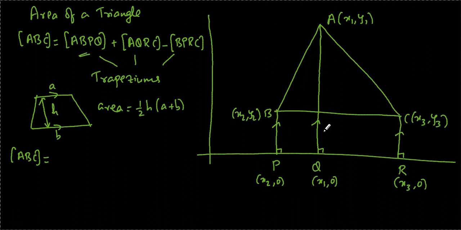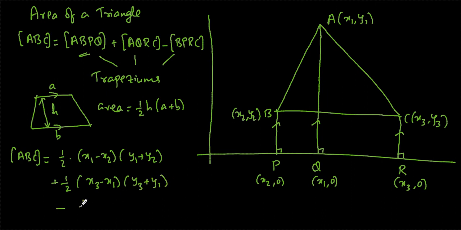We have BP is parallel to AQ. Half into distance between parallel sides, which is x1 minus x2, into sum of the lengths, which would be y2 plus y1, plus the second trapezium AQRC. For AQRC, distance between parallel sides would be x3 minus x1, into lengths would be y1 and y3, minus half into BPRC, distance between parallel sides would be x3 minus x2, into this is y2 and this is y3.